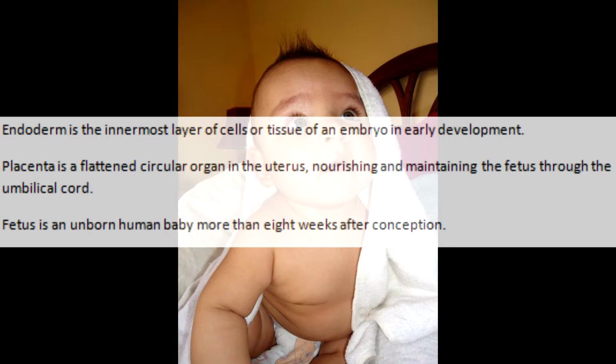Placenta is a flattened circular organ in the uterus, nourishing and maintaining the fetus through the umbilical cord. Fetus is an unborn human baby more than 8 weeks after conception.